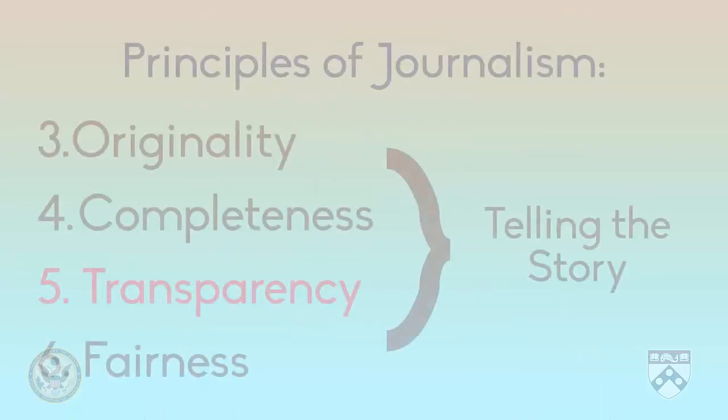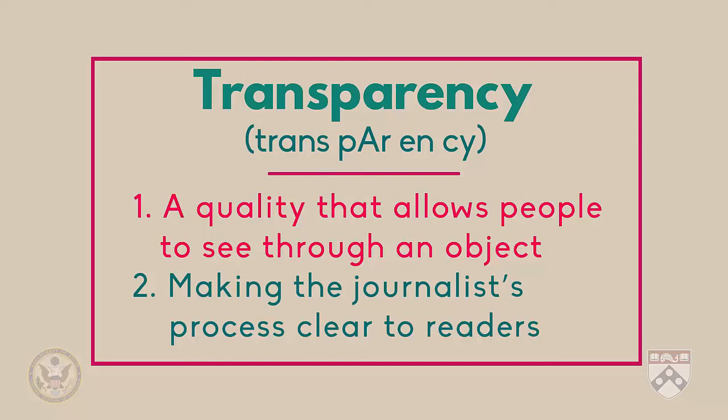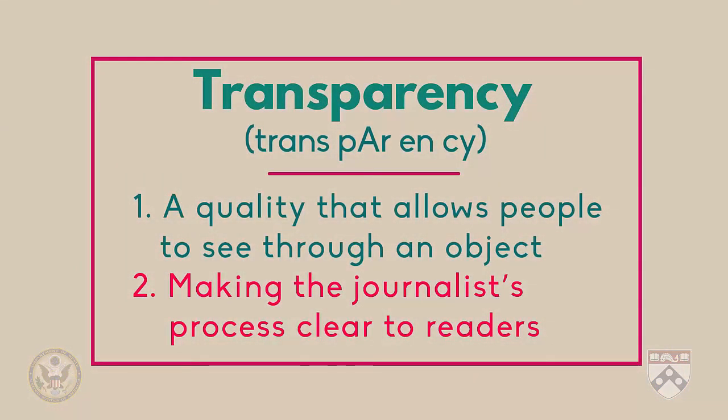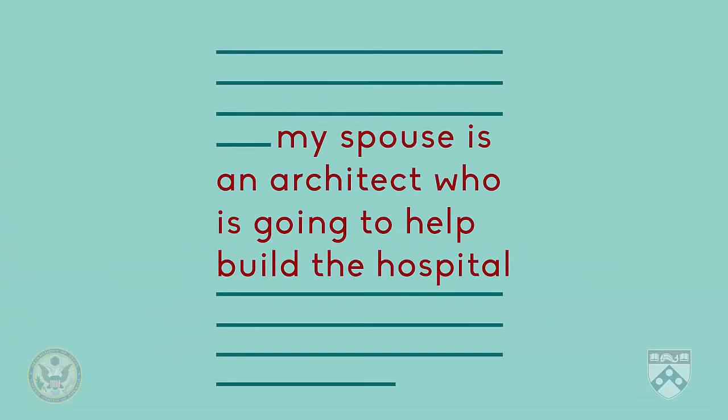The third principle that we're talking about in this video is transparency. This is a word that we normally use to describe something that you can see through, like a glass window. When we use it to talk about journalism, we mean that the people have the opportunity to look at the process that the journalist goes through when they write their article. For example, the journalist makes it clear who they spoke to and also who they could not speak to. Also, if the journalist has some connection to the story, they need to be transparent and tell people what that connection is. For example, if the journalist's spouse is an architect who is going to help build the hospital, he or she must state that in the article.